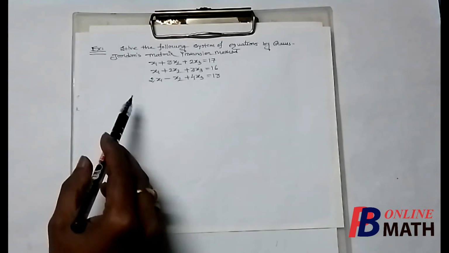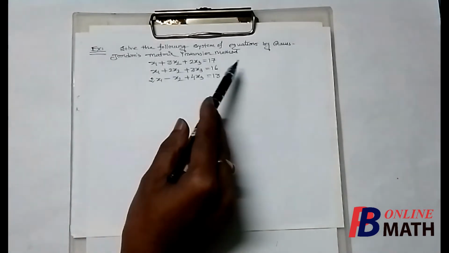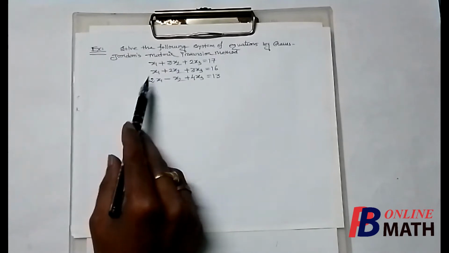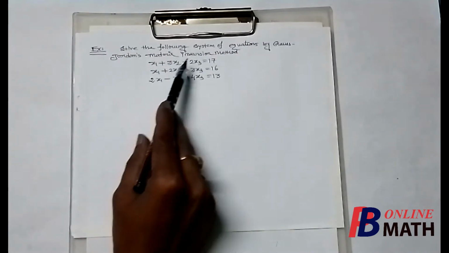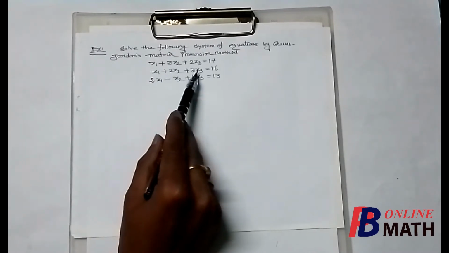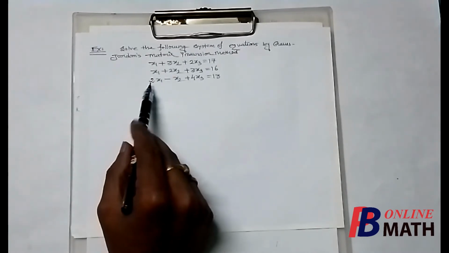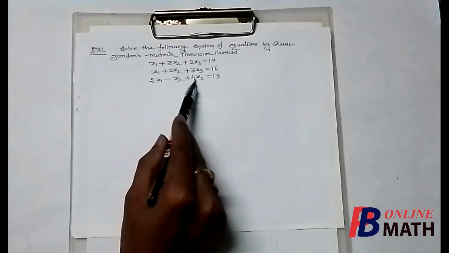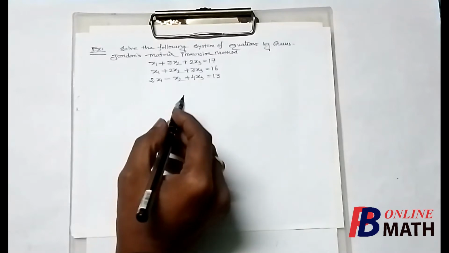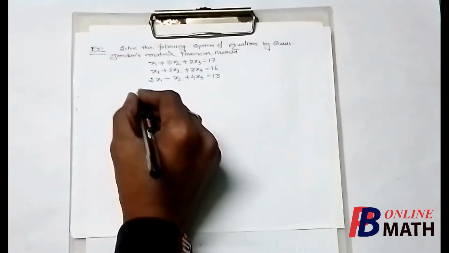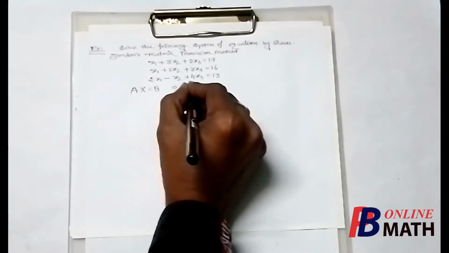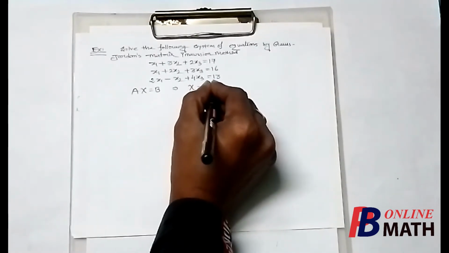Let us consider this problem: solve the following system of equations by Gauss-Jordan's matrix inversion method. So these three are the equations: x1 plus 3x2 plus 2x3 equal to 17, x1 plus 2x2 plus 3x3 equal to 16, 2x1 minus x2 plus 4x3 equal to 13. So this system of equations can be written in this form: Ax equal to B, so that x will be equal to A inverse B.